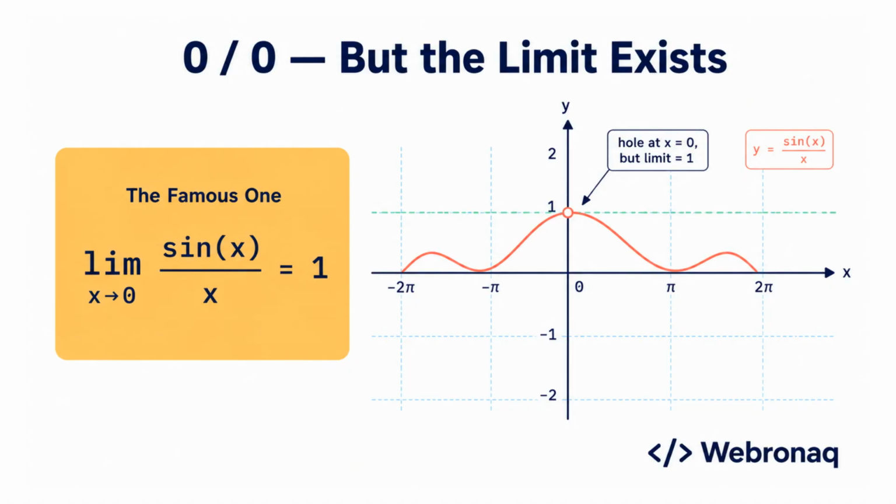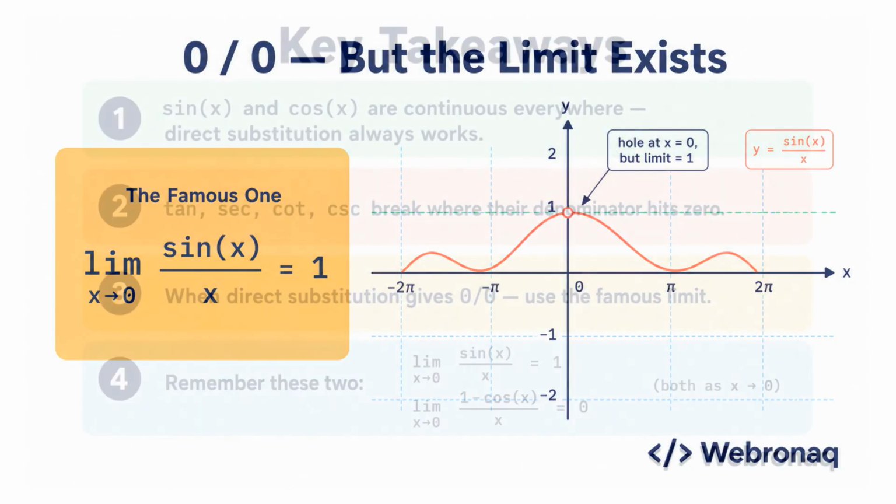This result isn't just a fun fact. It's the foundation that's used to derive the derivative of sine and cosine in the first place. Without this limit, half of calculus wouldn't exist. And there's a close cousin you should remember too. The limit of 1 minus cos x divided by x, as x approaches 0, equals 0. These two limits show up again and again whenever you're solving harder trig problems. Let's wrap this up with the key takeaways.